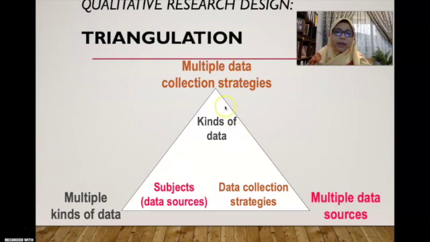It is not necessarily between 3; it can be between 2, between 4, between 5 data or subjects. Multiple data collection strategies, multiple kinds of data, and multiple data sources, referring to data subjects. So this is what you do in the process of triangulation.